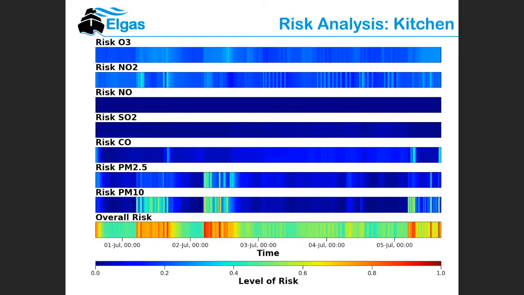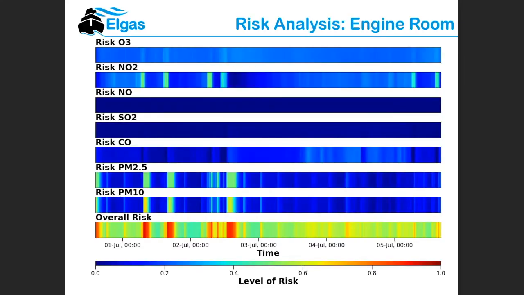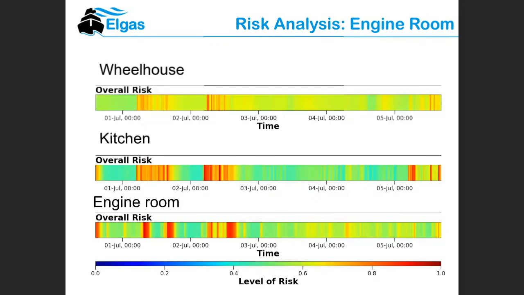With the kitchen, we have a similar situation, but the CO is lower in this case. And in the case of the engine room, we also obtain low values compared to the occupational thresholds. If we compare the three locations by using the overall risk, we can see that the wheelhouse had probably the higher values of risk, although in the kitchen, the moments of higher risk were more frequent.